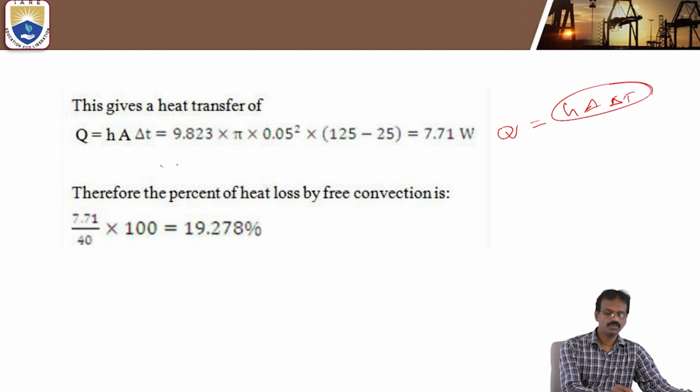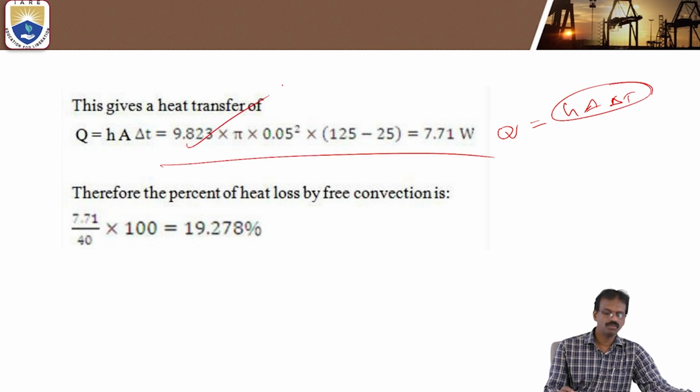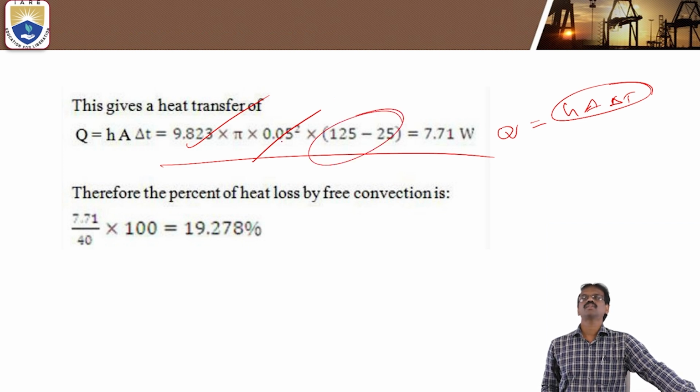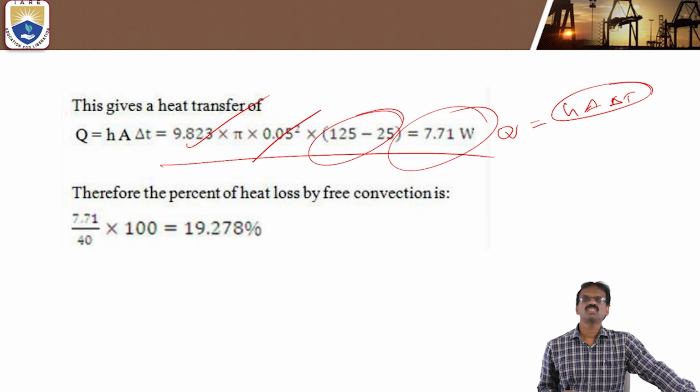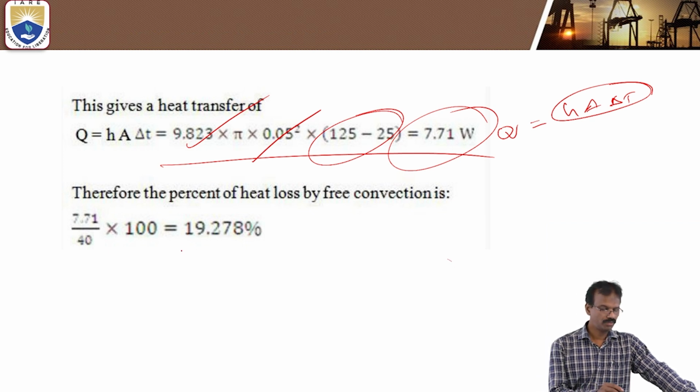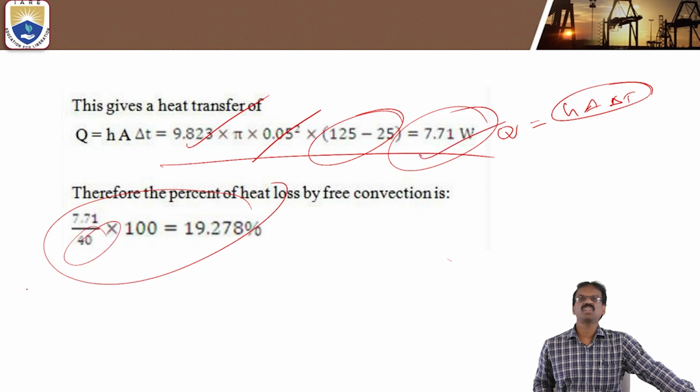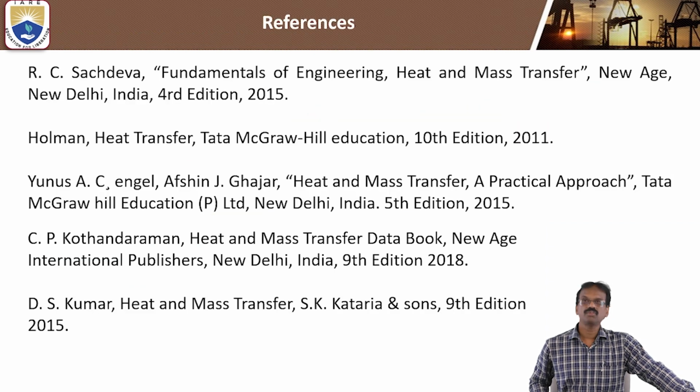Okay. So if you substitute the h value, and A is equal to 4 pi r squared, into the temperature difference 125 minus 25, then you will get the rate of heat transfer. So that is 7.71 watts. The percentage of heat loss you can also find out: 7.71 is given, and the 40 was already used, so by using this you can find out the percentage of heat loss. So in this way, you can solve different numericals.